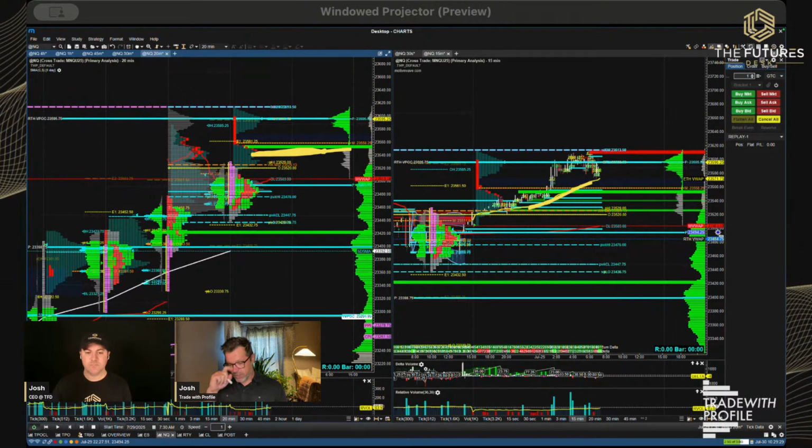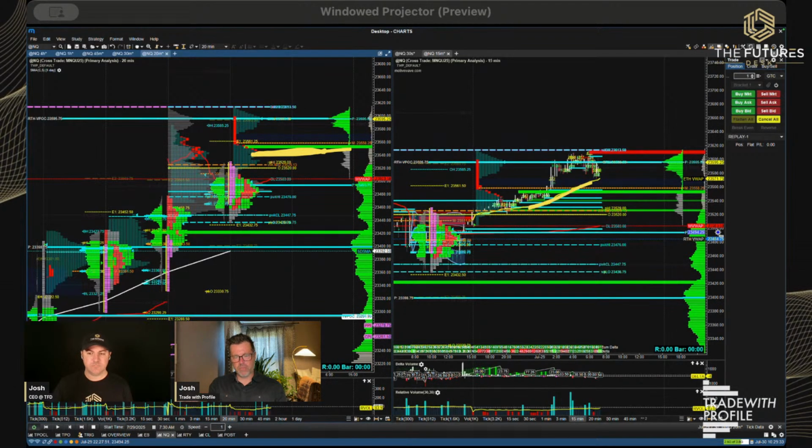This is the part that developing traders struggle with, because developing traders want to find the tops and they want to find the bottoms. And gang, the most high probability trade is not picking tops and bottoms. When you're picking tops and bottoms, you have the least amount of information.